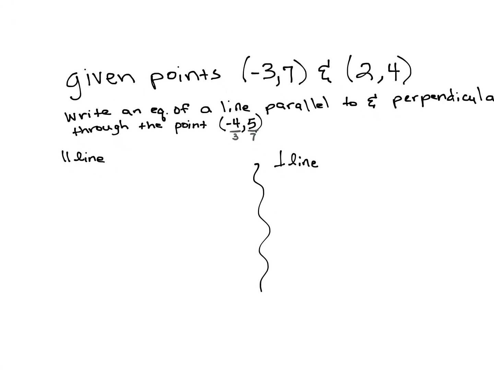I changed this a little bit. Notice I changed the ordered pair to fractions. Go ahead and do that. Now, they didn't give me a line. What did they give me? They gave me what? They gave me 2 points. What can I do with those 2 points to find a slope?